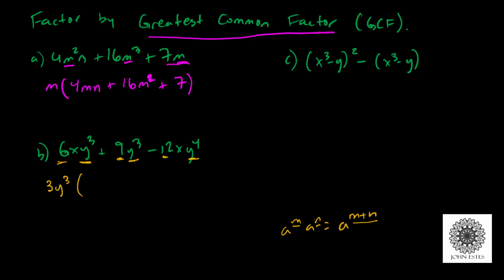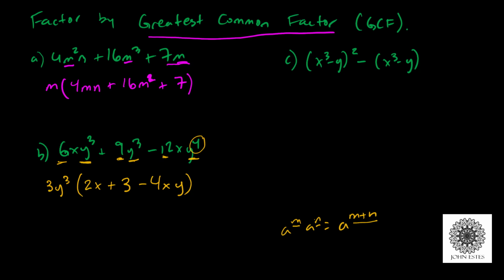When I do that, in my first term, when I took out the 3, I'm left with a 2x, and I've taken out all the y's, so that's all I can do. In my second term, I had a 9, so I took out a 3, I'm left with 3. And I had 3 y's, I took out 3 y's, so I'm done. In my last term, I take out the 3, I'm left with a 4x, and I took out 3 y's, which means I have 1 left over, so I have 4xy. So there it's factored: 3y cubed times 2x plus 3 minus 4xy.